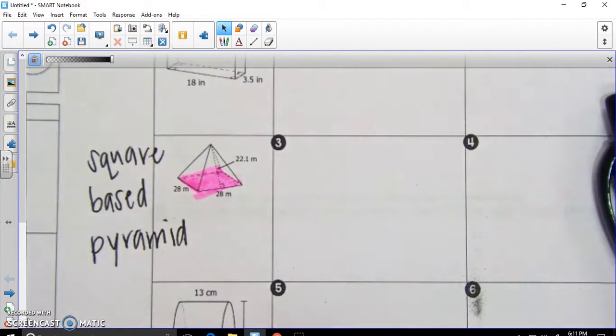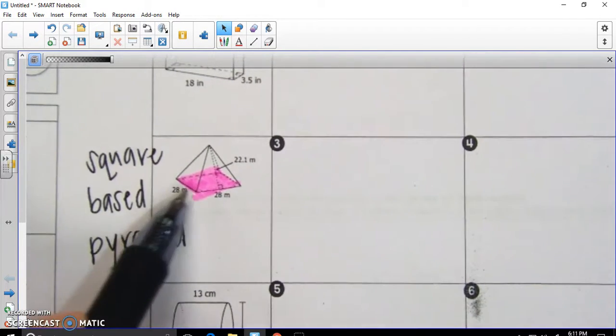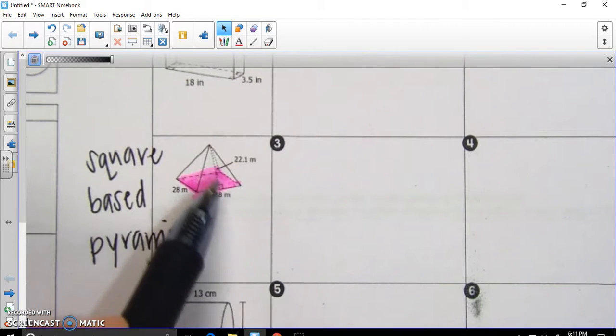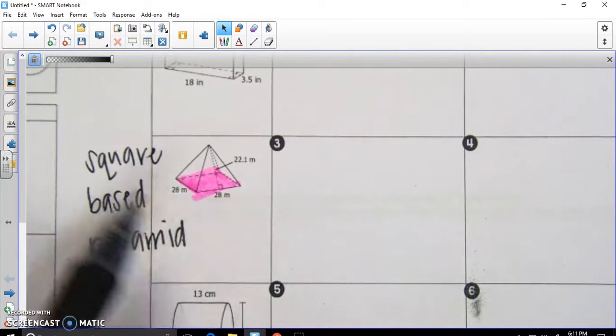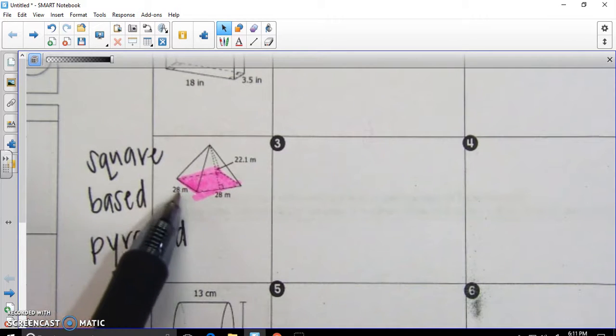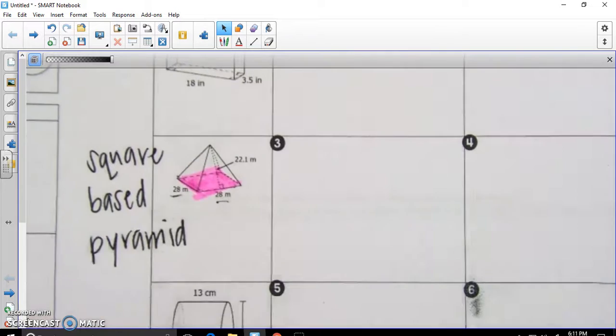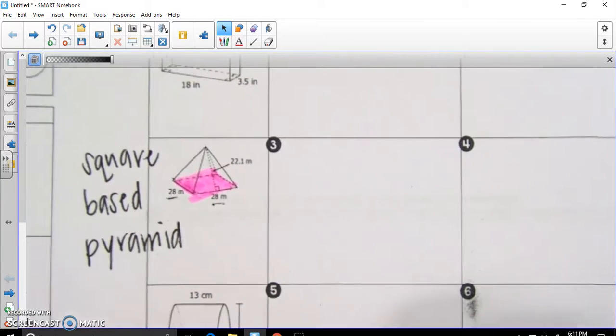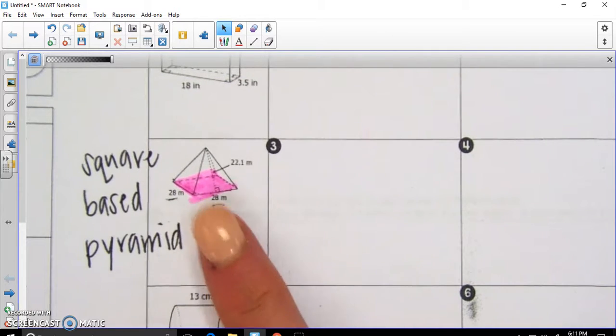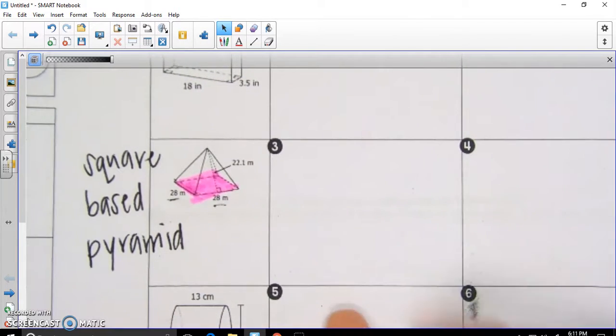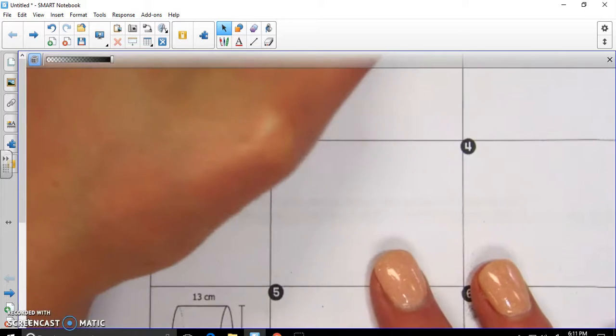Even though it might not look like a square in our picture, it's showing the three-dimensional version of it. It's giving it some depth there. It really is a square because it's 28 meters by 28 meters. So 28 meters long, 28 meters wide. In order to answer this question, we need to know the area of this base, because it's going to be in the formula for both volume and surface area.